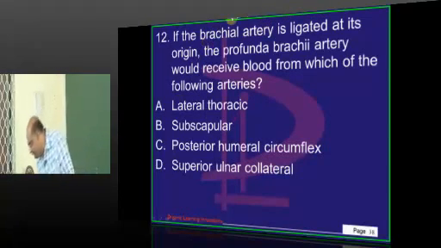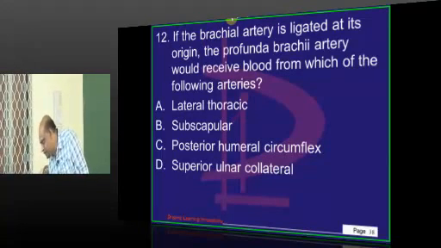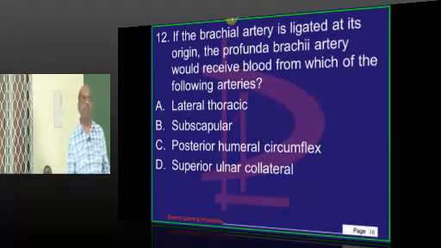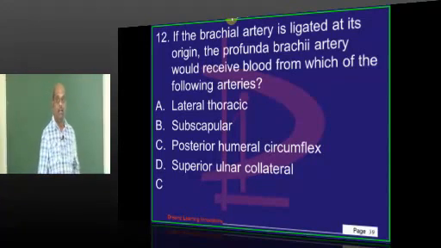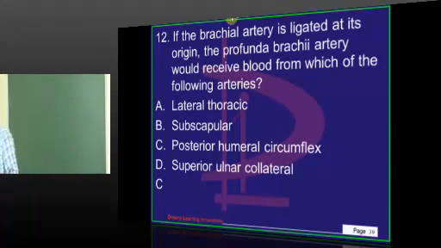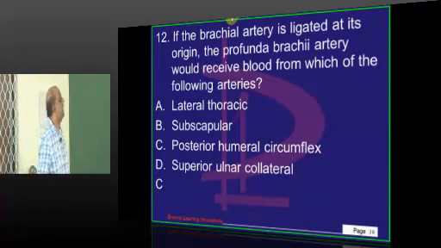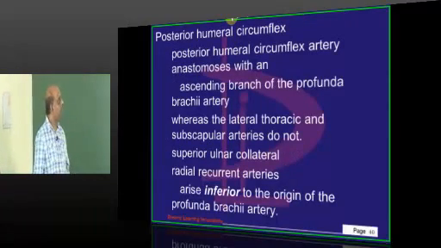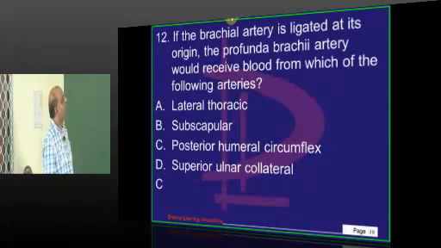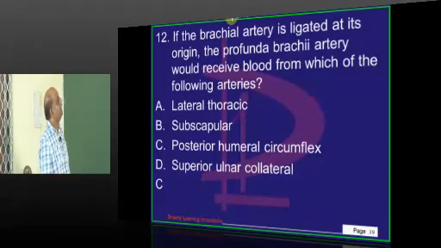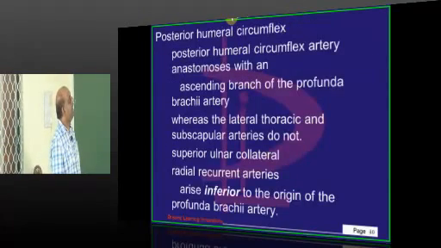Question number 12. Priya and Fahima, they are all proposing, they are all attracted by B. Even Amrita is saying B. Is it B? What happened? Brachial artery is ligated at its origin.